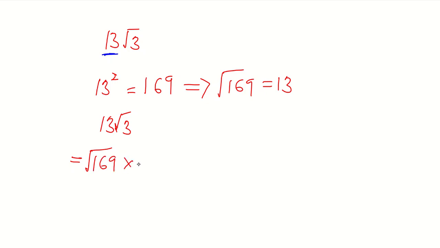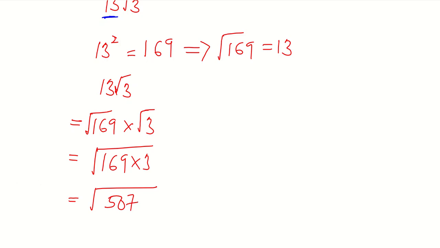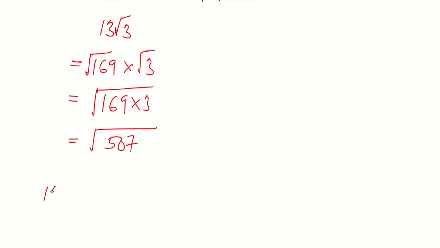Now we have our existing square root of 3 there, so we bring it. Which means, since they all have the same square root sign, we can have one bigger square root sign for them, and we multiply the radicand. Now 169 times 3, we are getting an answer of 507. So therefore 13 square root of 3 can be expressed as a single square root as square root of 507, and this becomes our answer.